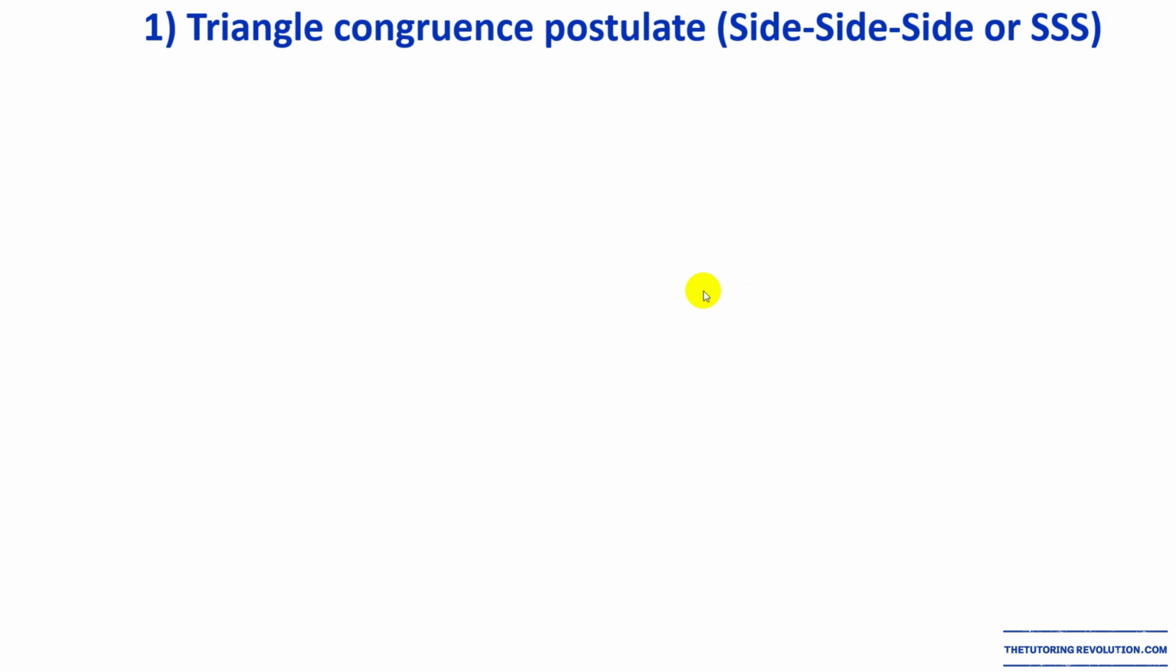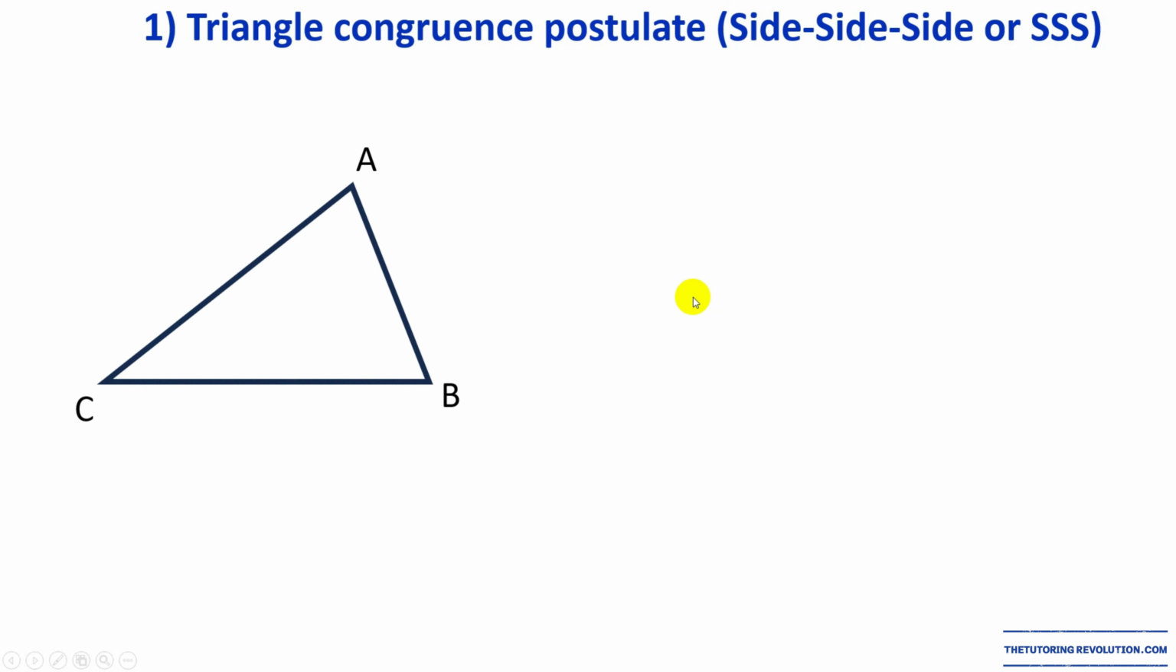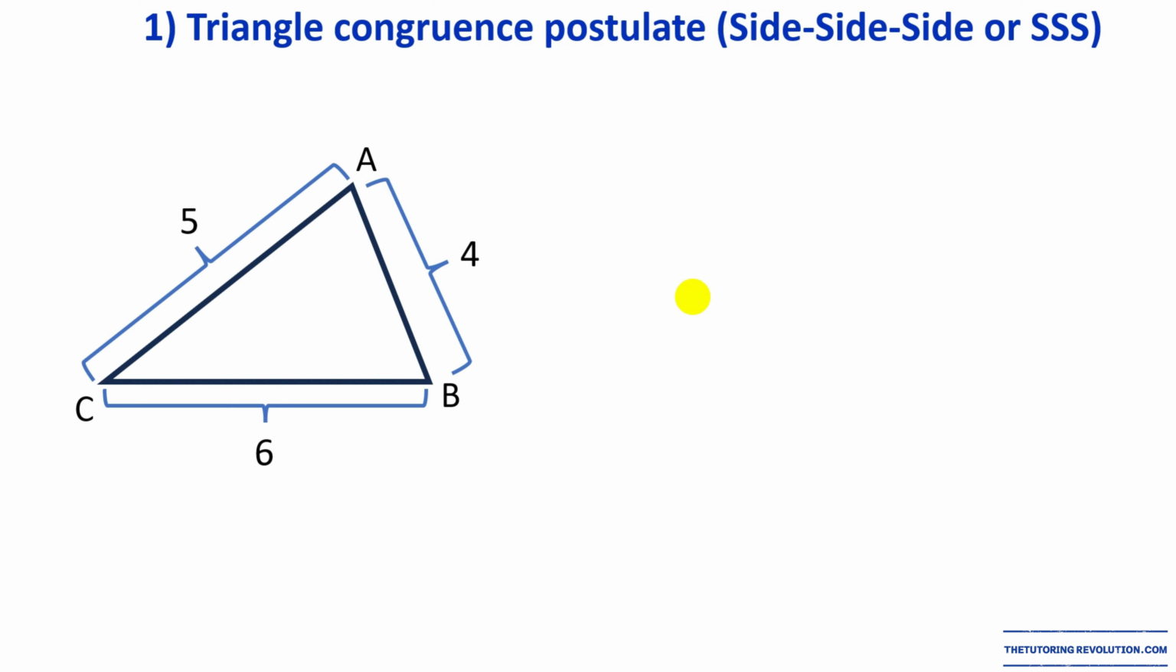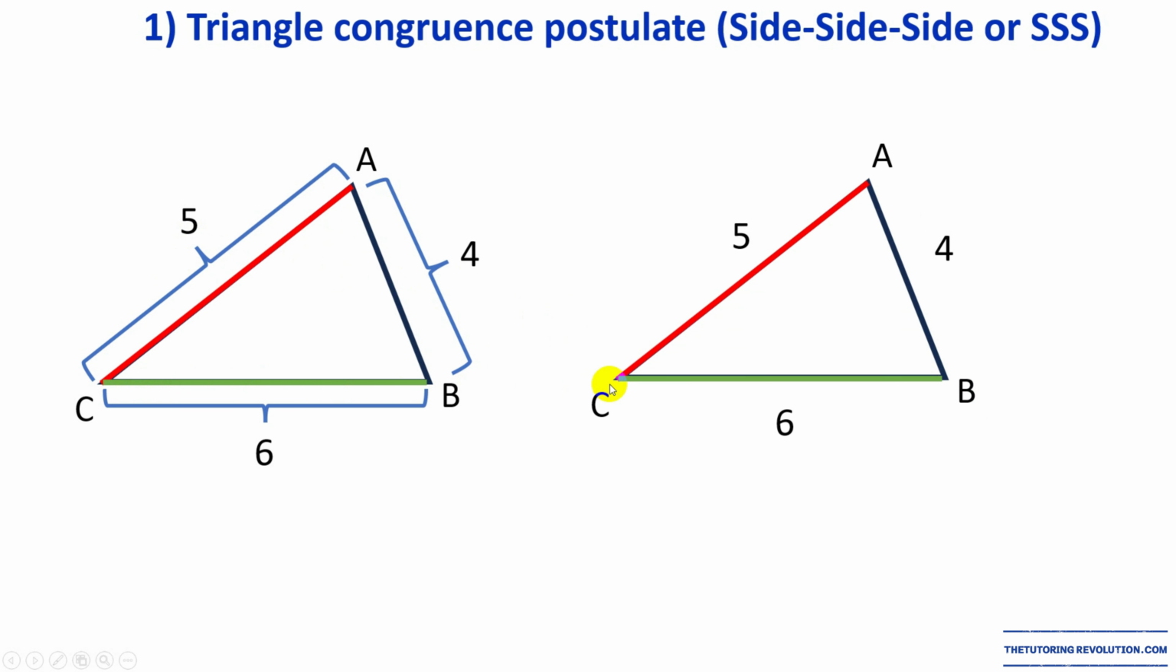Okay, so now that we understand this postulate of SSS, we're going to see if we can prove it wrong somehow. So we have a triangle ABC here, and the sides of this triangle will measure 4, 5, and 6 in this example. We're going to label side AC with red and the side BC with green. And we're going to duplicate this triangle.